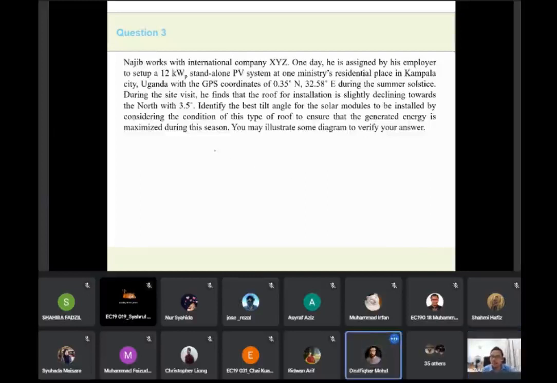Okay, first of all, what should we do? Find the altitude of the sun. But before that, before finding the altitude of the sun, the angle module is the last. Never mind, I'll ask others.